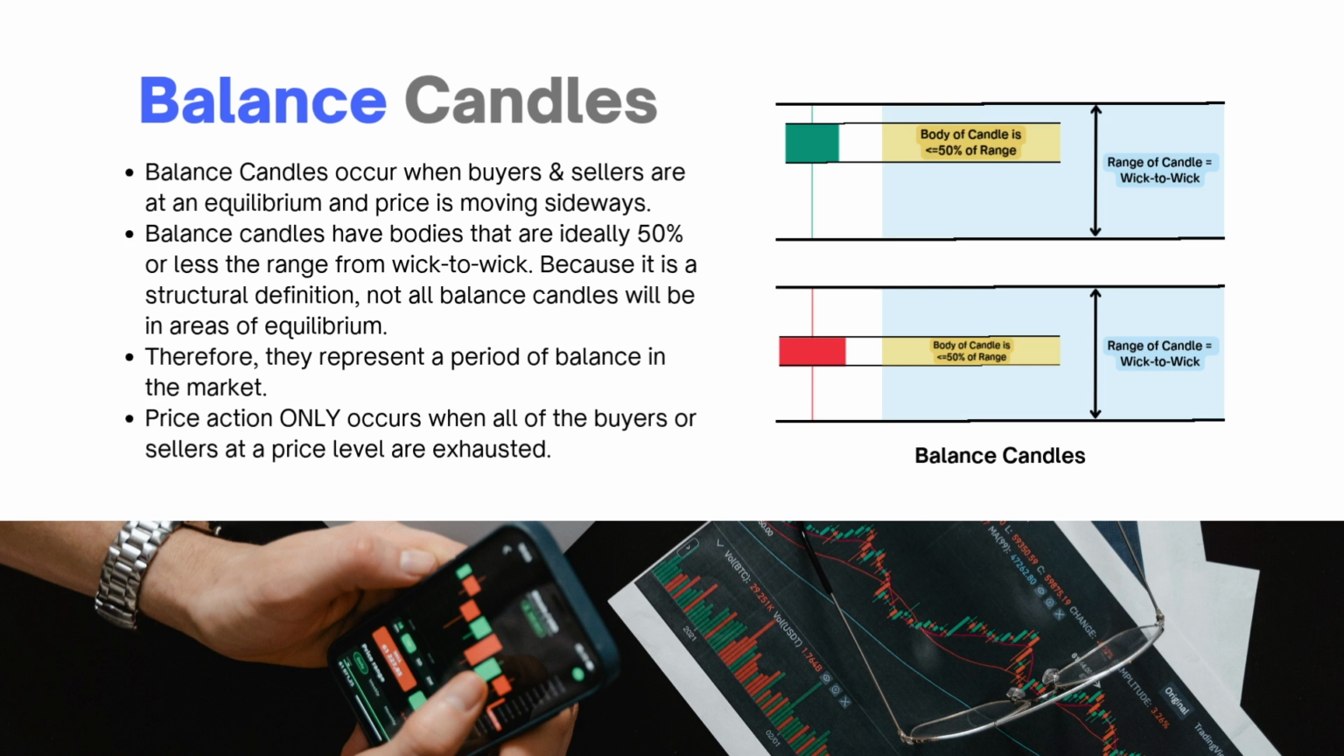These represent periods of balance in the market. Now, one thing to understand about balanced candles is that not all balanced candles will necessarily be in areas of equilibrium, because I could have a big impulsive candle that just has a very long wick, but it could be more directional in movement. So even though not all balanced candles will be in periods of equilibrium, when we are looking for periods of equilibrium, we want to see balanced candles in that area.